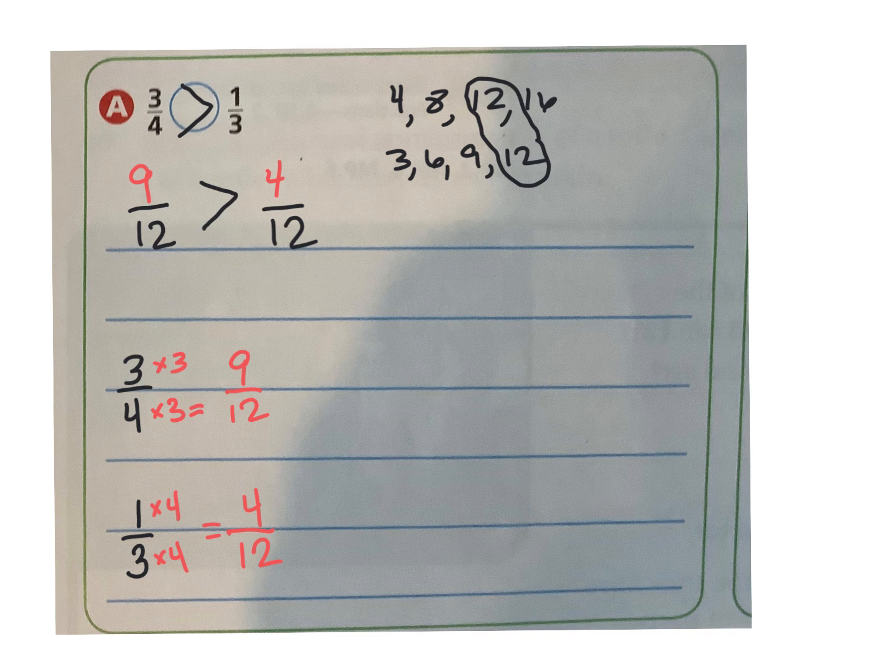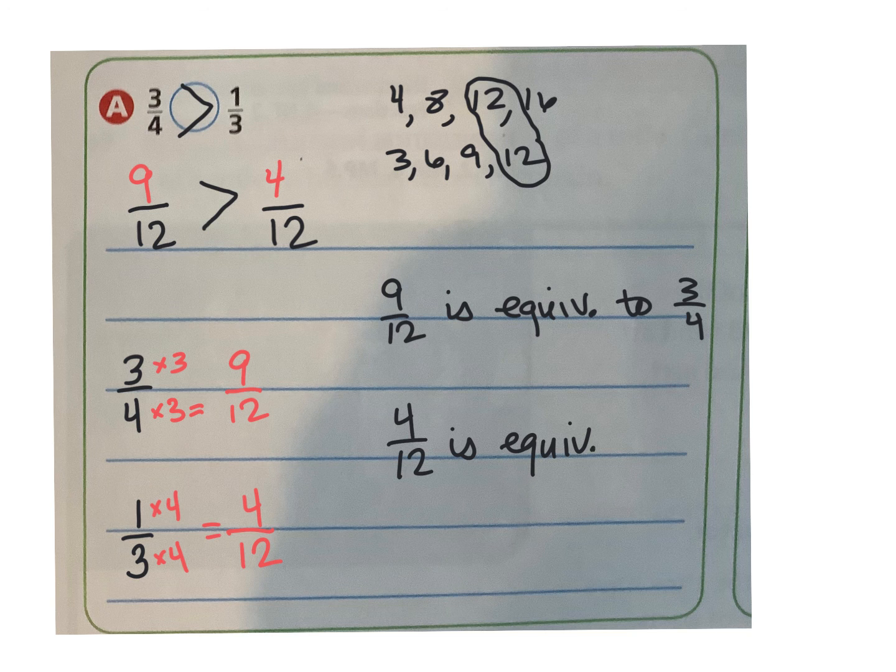They say they want me to explain that reasoning, and for me, I feel like those numbers tell the story. But if we want it in words, I kind of said it already. 9/12 is equivalent. I'm just going to put equiv. Feel free to do the same to 3/4. And 4/12 is equivalent to 1/3. And 9 is more than 4. Once my denominators are the same, they're cut up the same, now I can just compare my numerators.